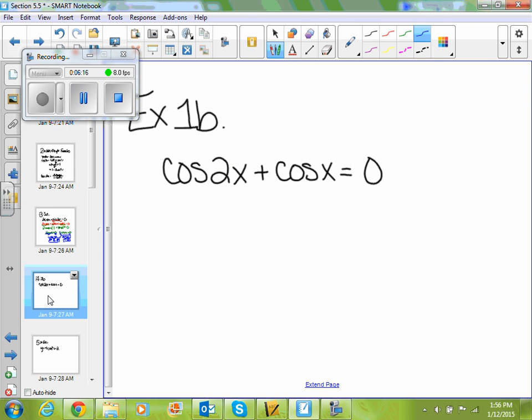Okay, let's do one like that. So I'm given cosine of 2x plus cosine of x equals 0. Okay, and so we can simplify our cosine of 2x.